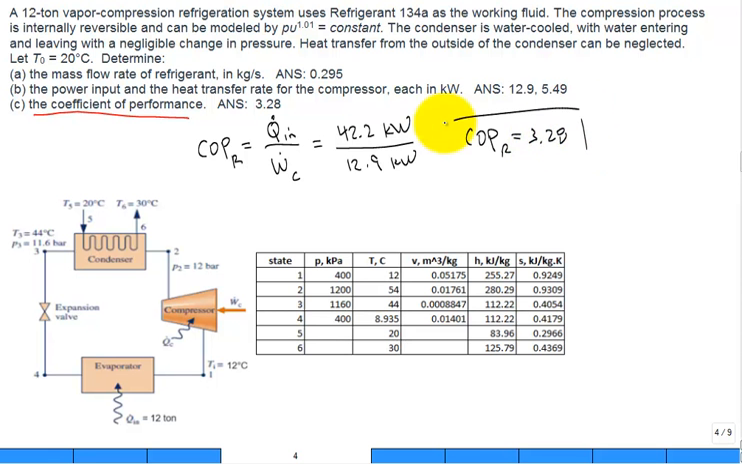3.28. All right, that was probably the easiest part C. Let's continue to part D.